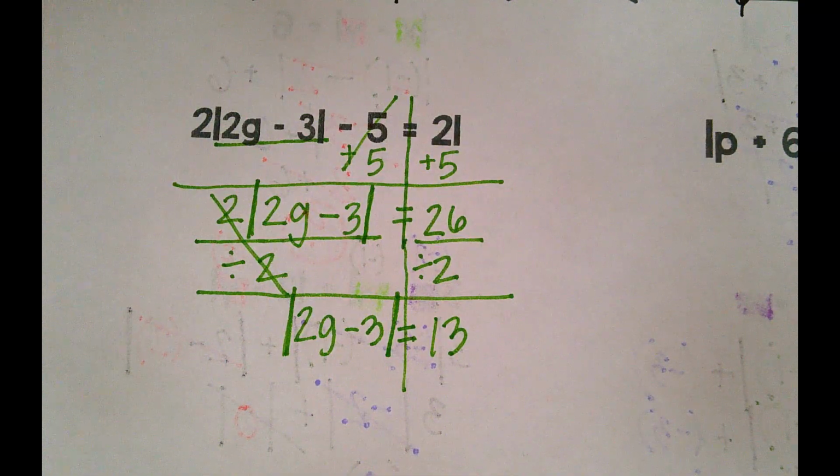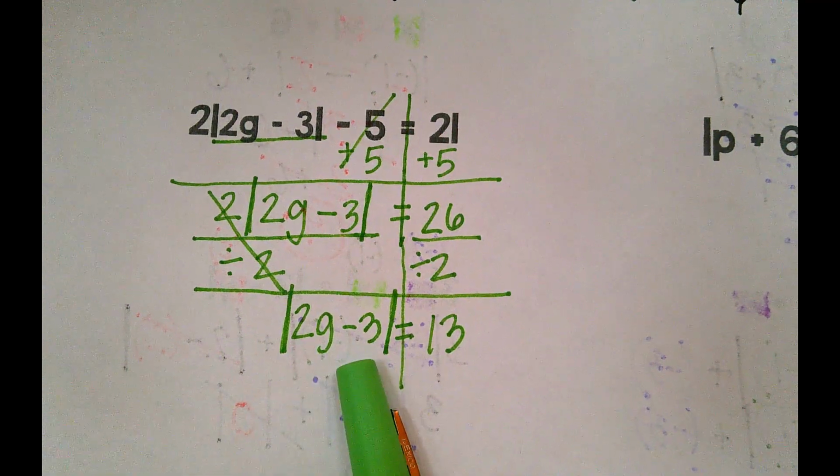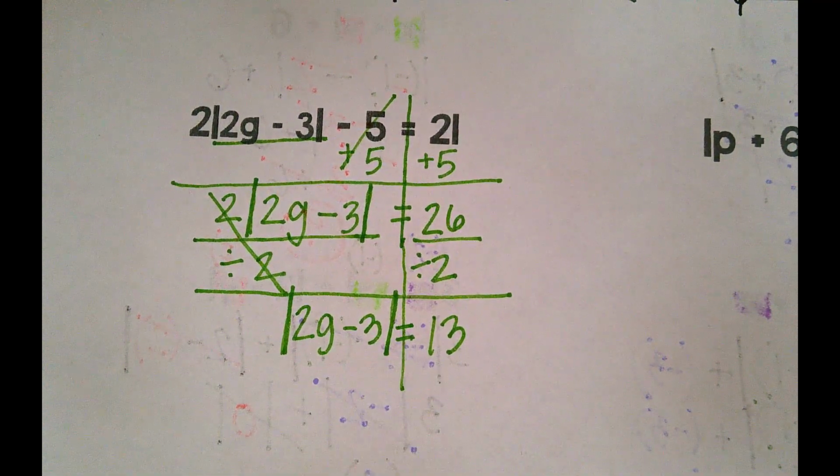That's cool how you did that. Yeah, I like that. So now what? Add and subtract. We're done with step 1. Our absolute value is all by itself. So now we do the split.